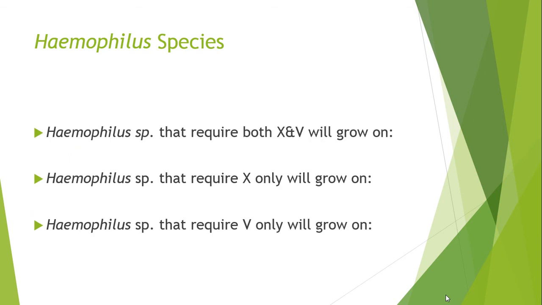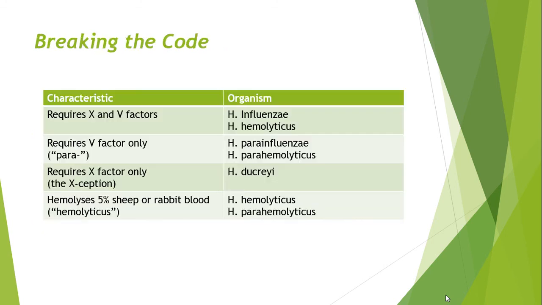All right, so if a Haemophilus species requires both X and V factor, what media will it grow on? Chocolate, because it has both, right? What if it only requires X factor? Sheep blood. Will it grow on chocolate? Yes. What if it only requires V factor? Only grow on chocolate, right?